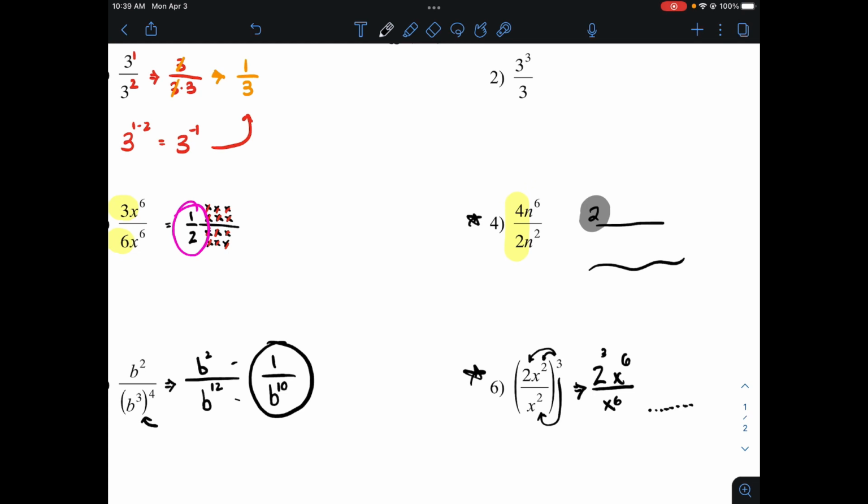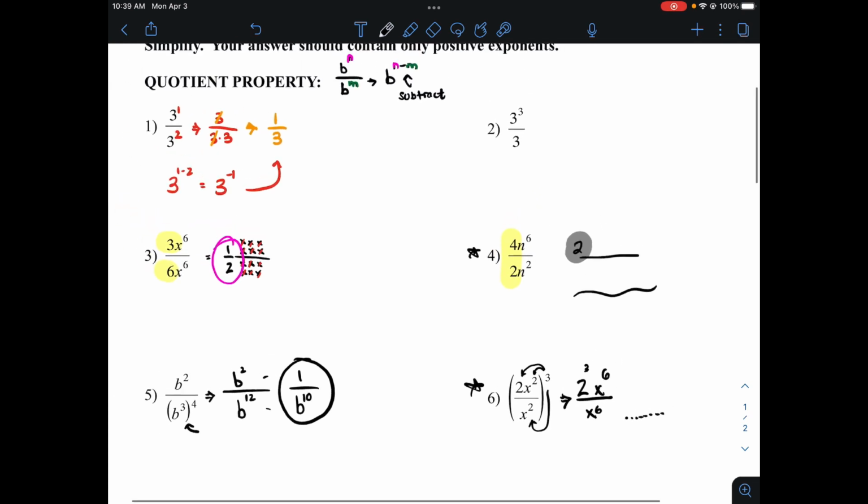And of course, check your answer. I will be checking to see that you tried these. Number 2 here, 3 to the 3rd over 3 to the 1st, and find what that equals. So try those ones out, the quotient property, and make sure you watch the next video on negative exponents.